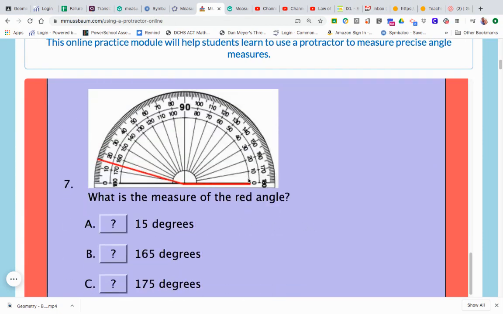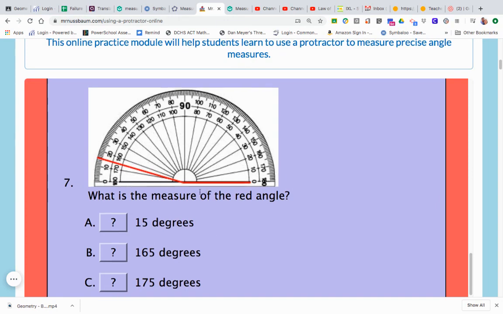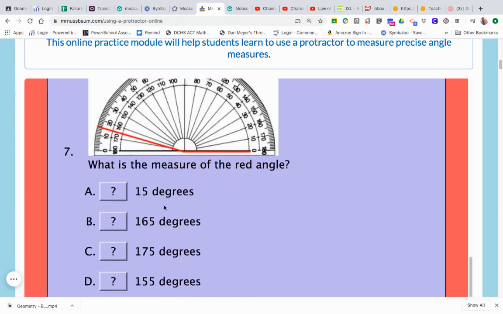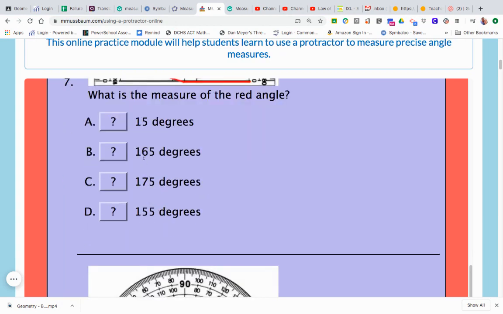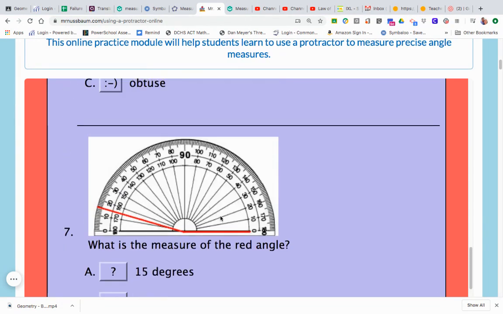It says, what's the measure of the red angle? So my initial side's here. I'm reading bottom ones. I know that's obtuse. I mean, that's almost 180 degrees. That's almost a flat line. All right, so I know it's not 15. So it comes down to 165, 175, 155. Well, if I read my bottom numbers, that's 140, 150, 165.